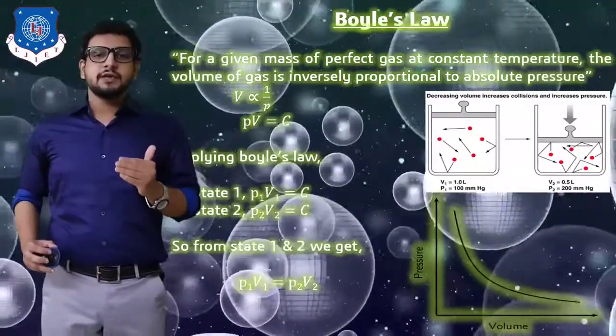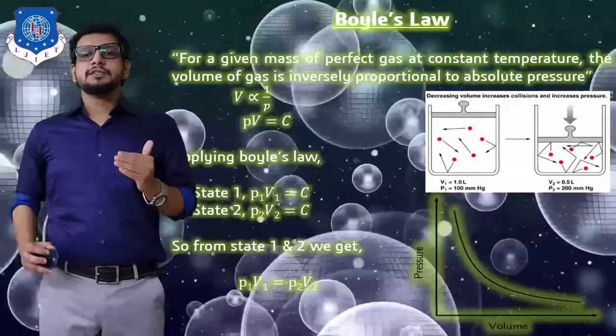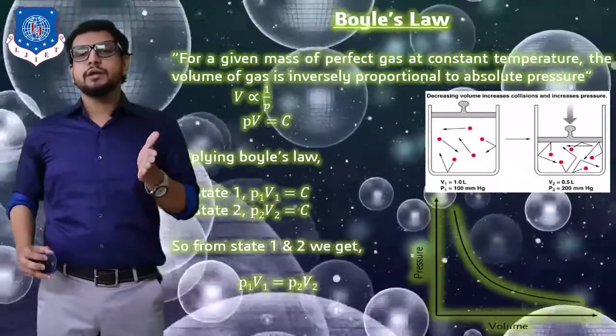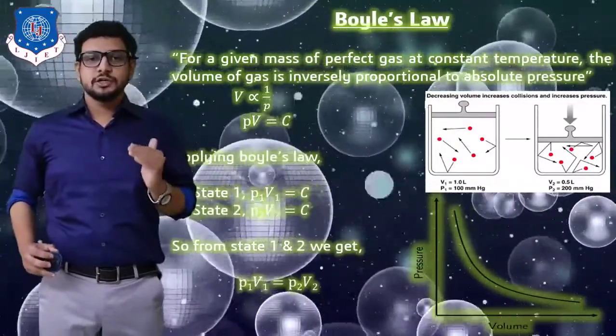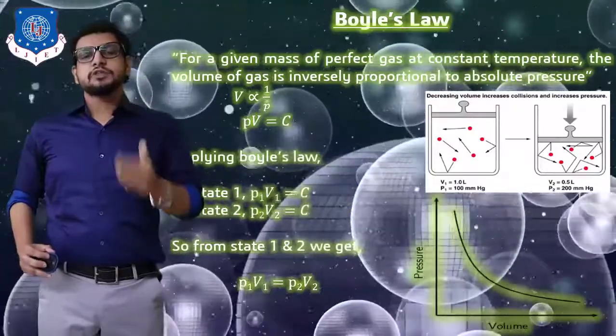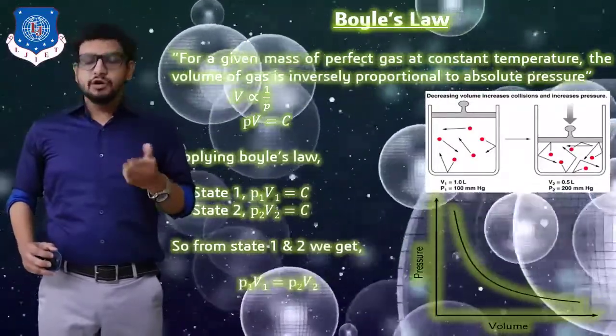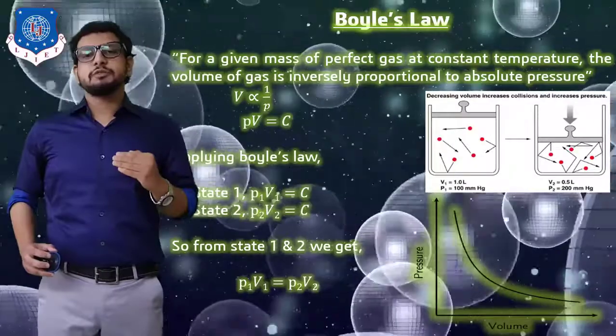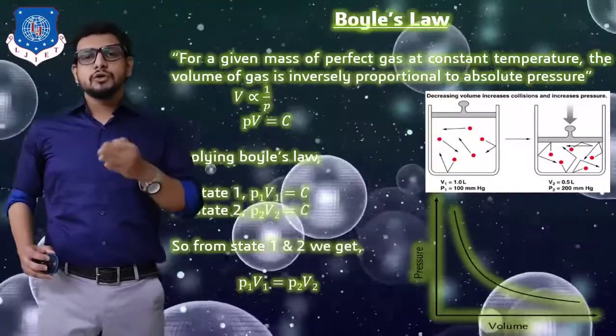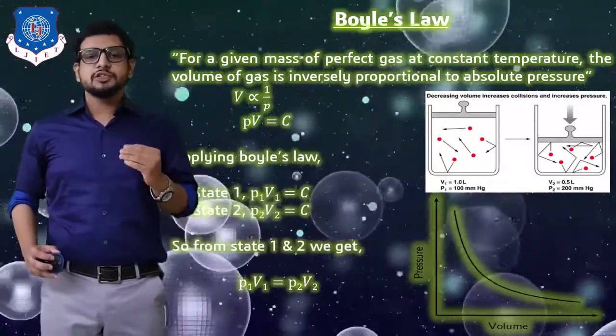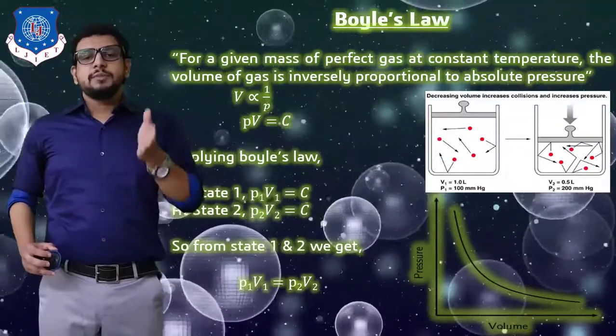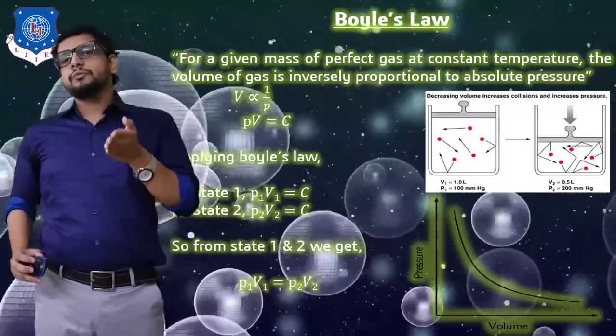Now we can apply this Boyle's law, PV is equal to constant, at state 1 and at state 2 conditions. So at state 1, the equation will become P1 V1 is equal to constant. At state 2, the equation will become P2 V2 is equal to constant. So from these two equations we can write that P1 V1 is equal to P2 V2.